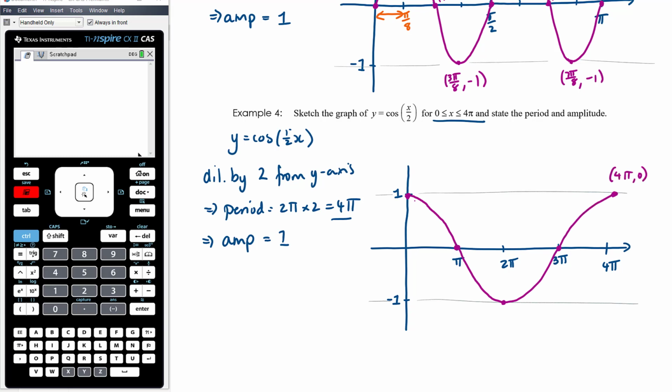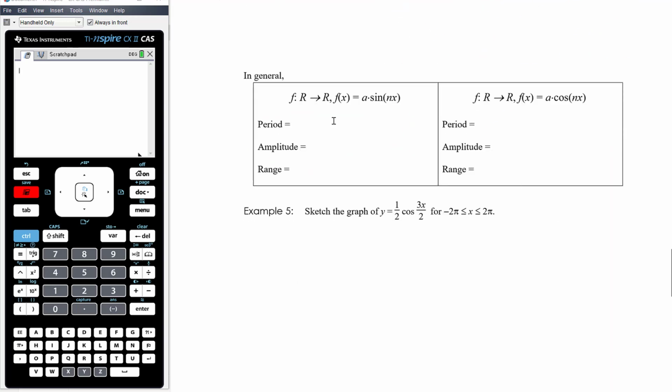4 pi, 0, 3 pi, 0, 2 pi, sorry, that's not 0 up there. 4 pi, 1, 2 pi, minus 1, pi, 0, and 0, 1. And there's our graph. So generally speaking, if we have a times sine of nx or a times cos of nx, the period is 2 pi times 1 on n, which means it is 2 pi on n. Amplitude is a, although be careful, it's not going to ever be negative.